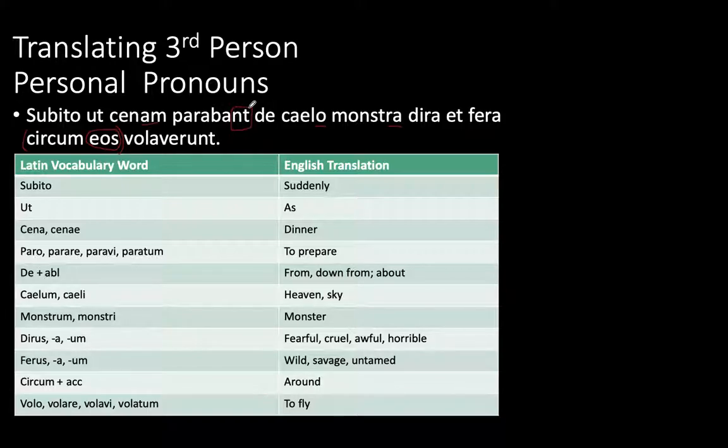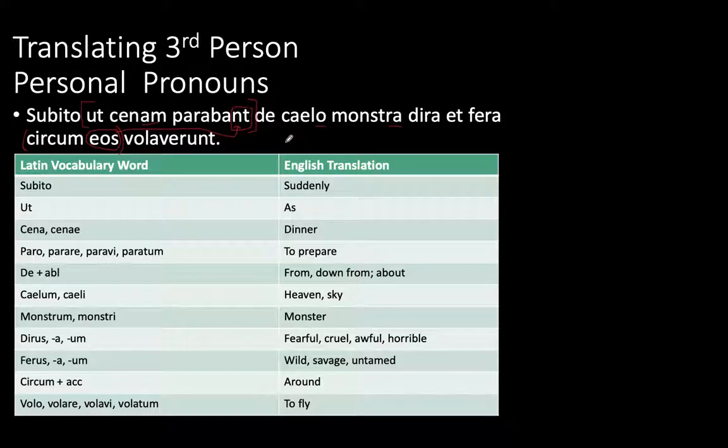Perabant uses they as the subject for this little tiny clause, ut caenam perabant, right? So they is the subject of that little tiny clause. And it is that they subject which the eos is referring to. Subito, ut caenam perabant, suddenly, as they were preparing dinner, de caelo, down from the sky, dira et fera monstra, fearful and untamed monsters, volaverunt, flew, circum eos, around them. So the them is referring to the they.